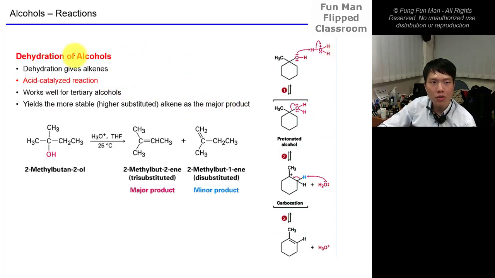Next, for the dehydration of alcohol, they will give alkene. We know that because when we hydrate alkenes, we get alcohol. So now it's just a backward reaction. But to do this, you need acid. Without acid, it won't occur. It works fantastically well for tertiary alcohol. Again, why? Understand, don't just remember. It's because of the mechanism.